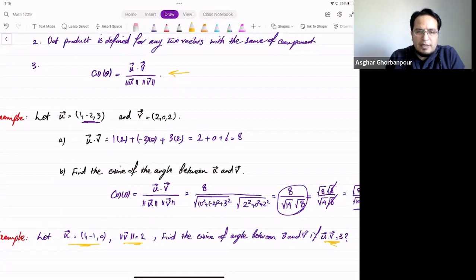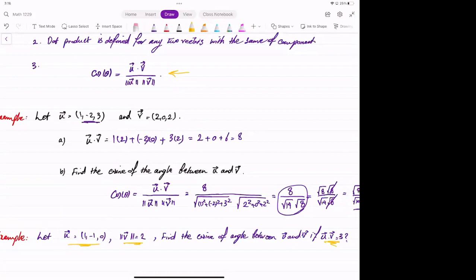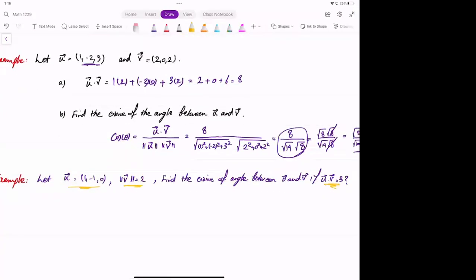And I need a number there. If someone finds it, please post it there on the chat. Okay, any answer? Any values there? It would be 3 over 2 times the square root of 2.